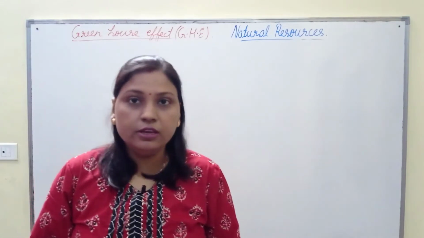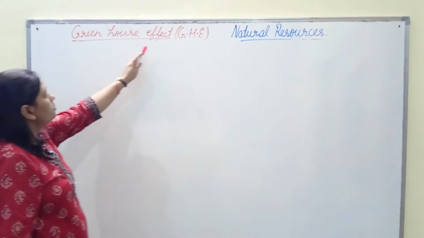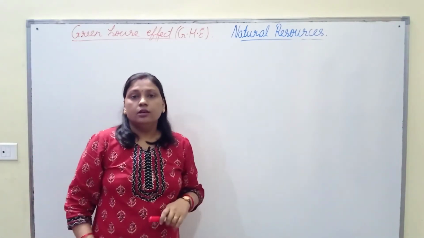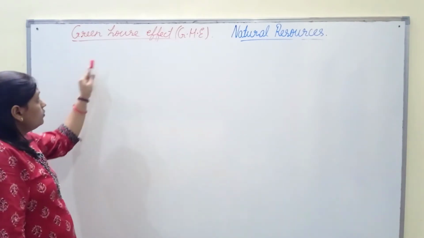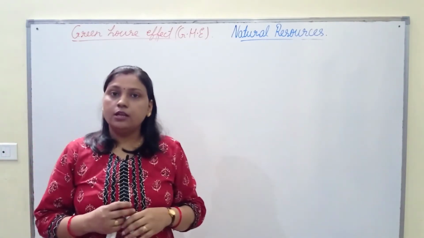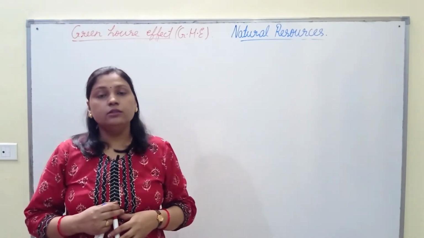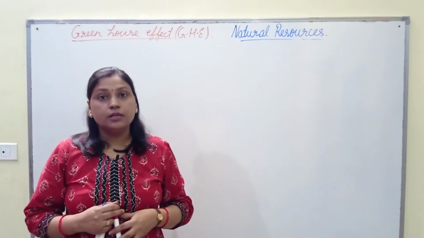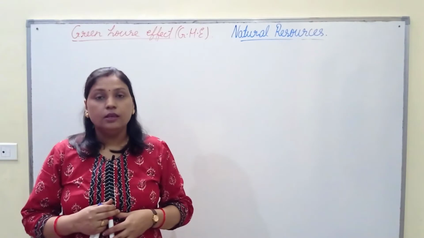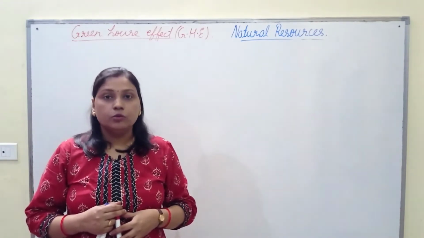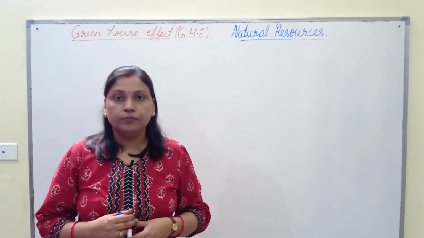So let's begin. We are discussing natural resources and the topic for discussion today is greenhouse effect. In short, we can write greenhouse effect as GHE. So first let us understand the meaning of greenhouse effect. It is the process of trapping or capturing the radiations from the sun by the earth atmosphere in the form of greenhouse gases that makes the atmosphere warm. Such type of effect is called greenhouse effect.